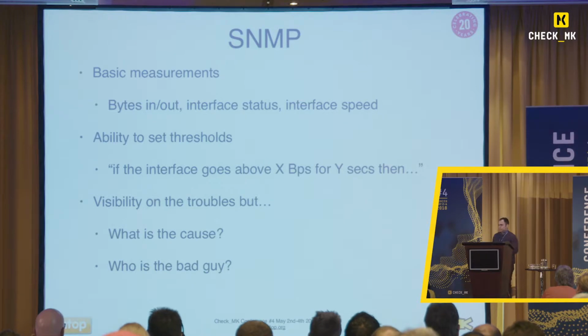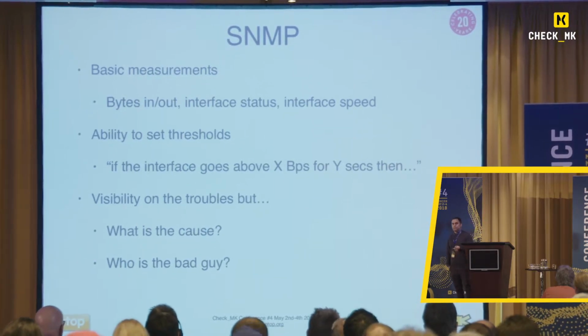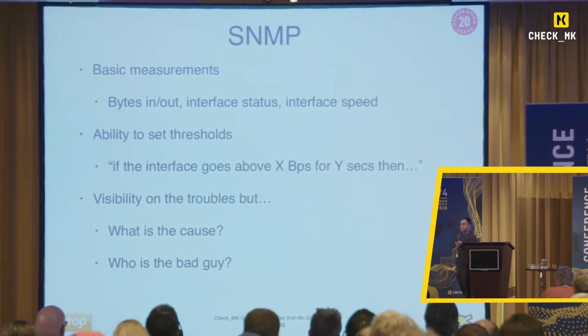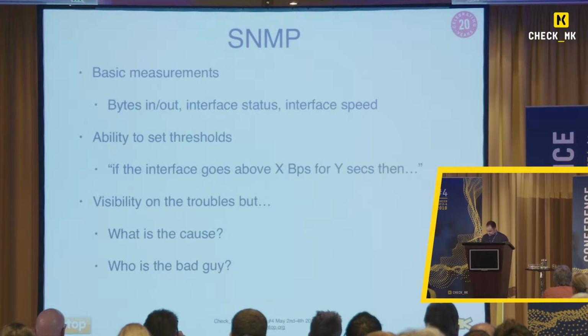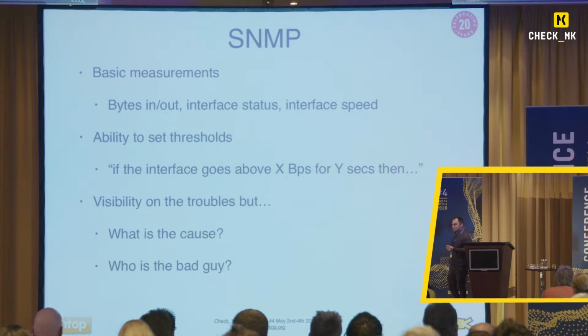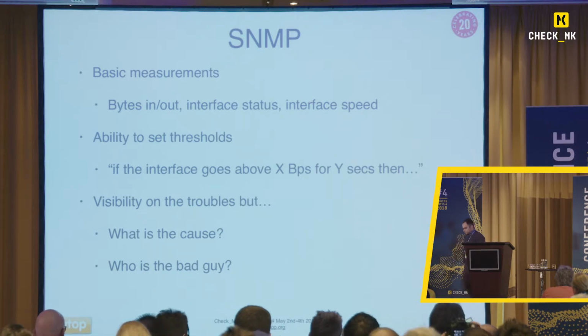Let's start with SNMP. With SNMP you can query basic measurements from your network devices that include the bytes sent and received on a port, or you can check the port status if it's up or down, or you can see the interface speed. This is fine because you can create alerts, for example, based on thresholds. You can say, if the interface is above these thresholds, then I want to receive an email, or if this interface is down, I want to receive a notification. Well, this is good because it provides you with visibility on the troubles.